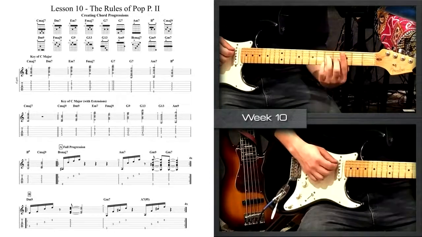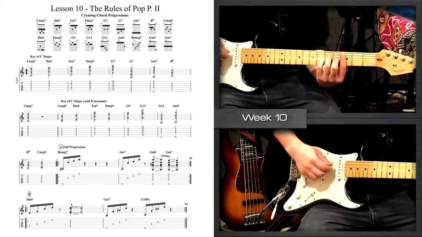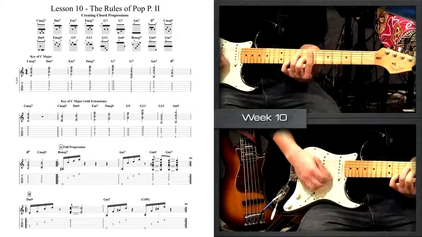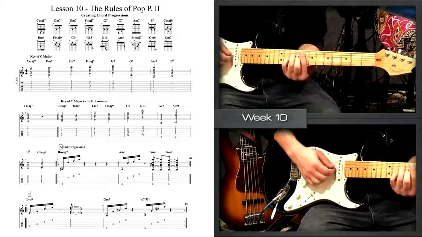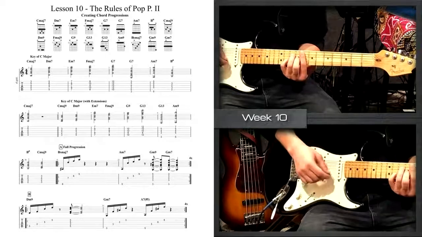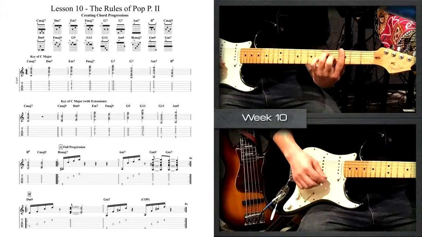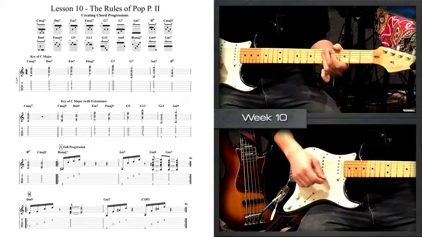Okay, so we have our 1 chord, which is a major 7. Our 2 chord is a minor 7. Our 3 chord's a minor 7. Our 4 chord is a major 7. Our 5 chord is a dominant 7. Our 6 chord's a minor 7.